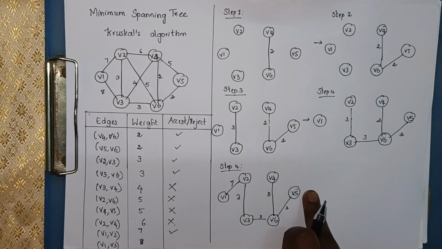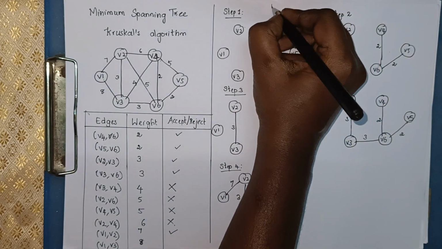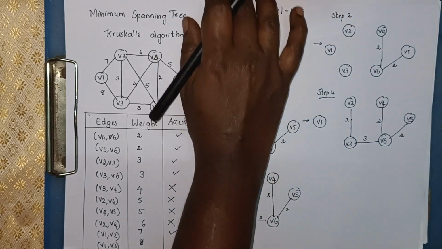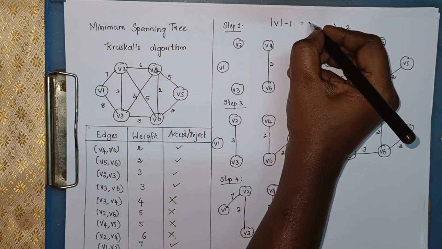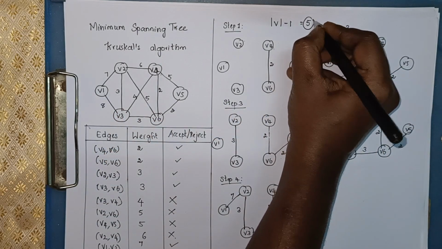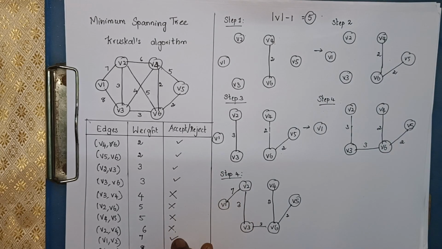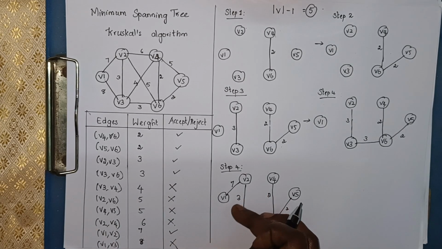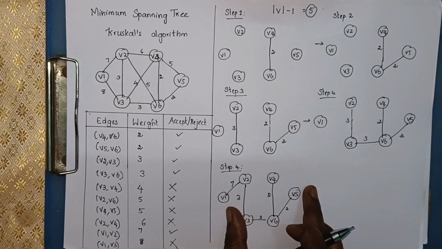Now we can stop the counting when it reaches mod V minus 1 edges. Mod V means number of vertices. Here the number of vertices is 1, 2, 3, 4, 5, 6. 6 minus 1 is 5. You can see here there are 1, 2, 3, 4, 5 accepted, so we can stop, and the other edges we can just reject. If we add them and see, that will also form a closed loop. So this is our minimum spanning tree.